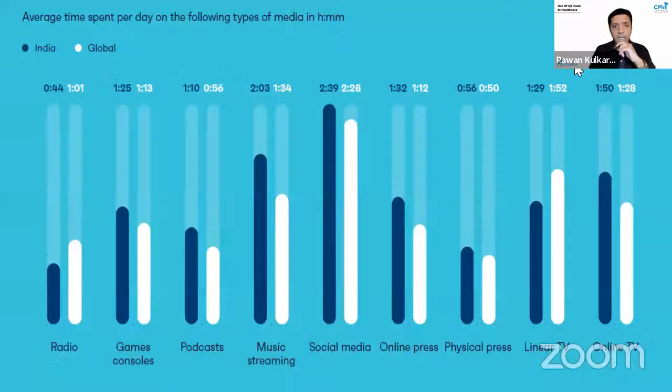So what was their main agenda? In their survey, this is just a behavior track of how Indians are. The white bar is the world average, and the blue bar is the Indian average. Now, the largest bar is social media: 2 hours 39 minutes is the average time an Indian, surveyed from the 16 to 64 age group, spends on social media, and the rest you can see in the data.